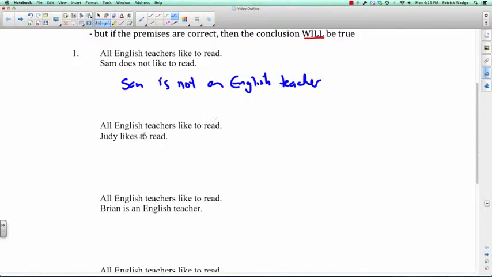Next one. All English teachers like to read. Again, Judy likes to read. So you know what a lot of people say here? They say, Judy's an English teacher. Is that necessarily true? Is that absolutely positively true? No, there's lots of people who aren't English teachers who also like to read. I happen to be one of them. So in this statement, there's nothing you can say. Could Judy be an English teacher? Yeah, she could. But is it also possible she's not an English teacher? Yeah, it's possible too. So I guess you could say that she may or may not be an English teacher.